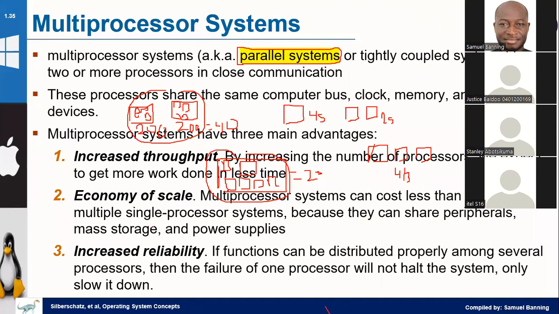The next advantage, which is the last one, is increased reliability. Suppose I have 2 processors in my computer. If one processor goes off, the other processor can take over the job and do it to a successful end. If there is only one processor in my computer and that processor goes off, then that is it. The computer is dead. So there is reliability when it comes to multiprocessor systems. Okay, good.